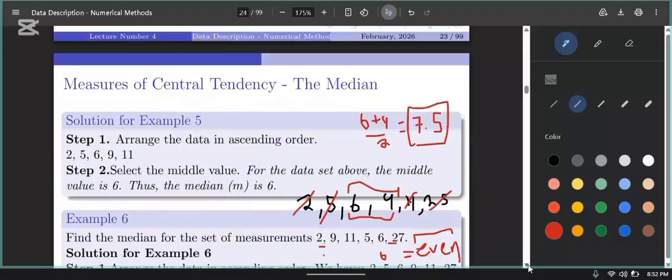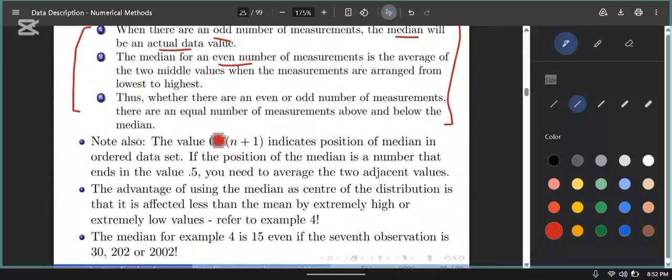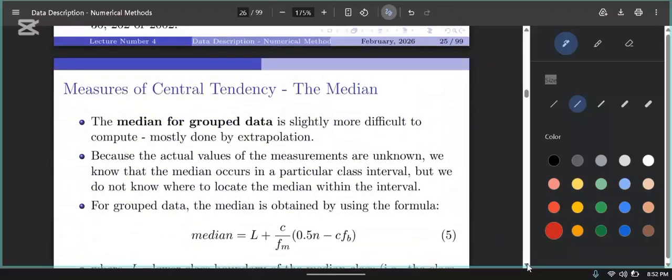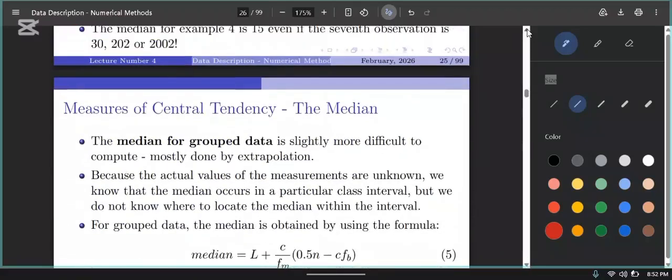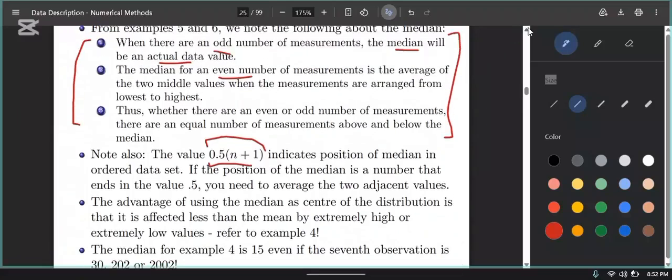Okay, so let's move forward. So we have this formula that we gave. This formula doesn't really give us the median, it just tells us the position where the median is. Let me see if there's an example. No, there's no example. Let me demonstrate how you use this formula. I'll use the first example.